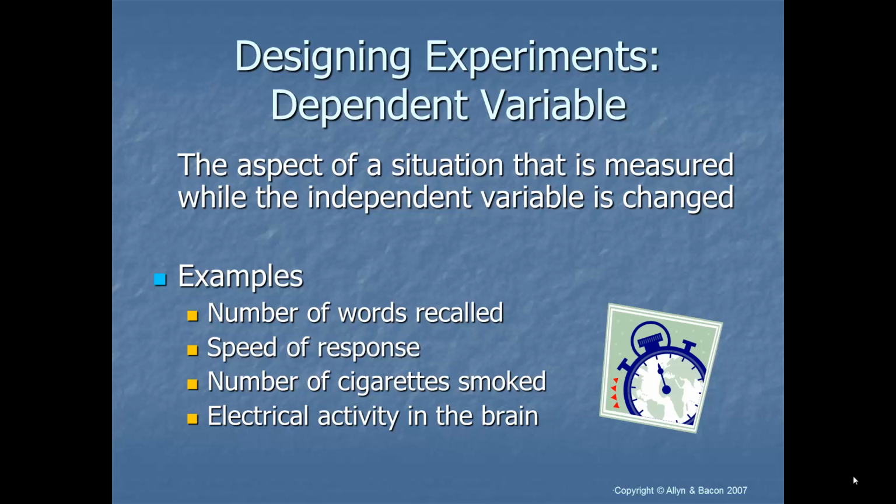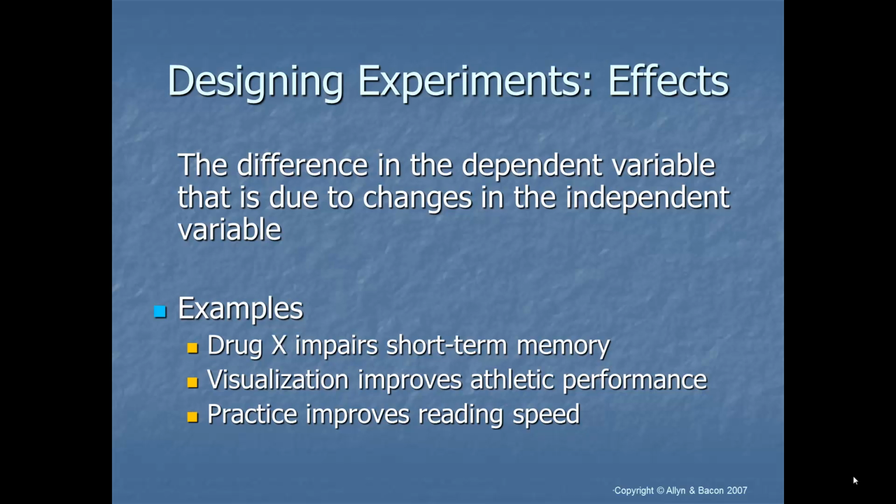And my dependent variable could be anything. Again, it could be the number of words I recall, how fast I am, how much I smoke, what's going on inside my brain. You name it. It's really endless. But what happens is we get an experimental effect. So I manipulate that independent variable, and then I look at how much the dependent variable changes, and the amount of that change is called the experimental effect.